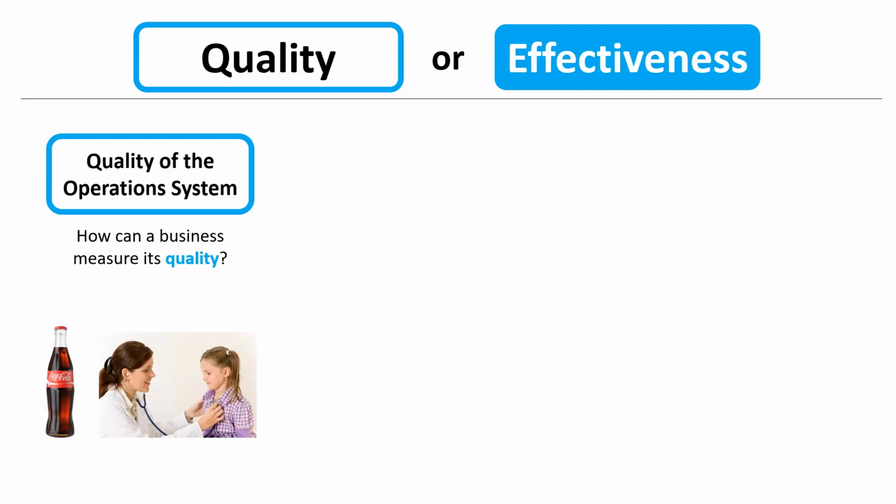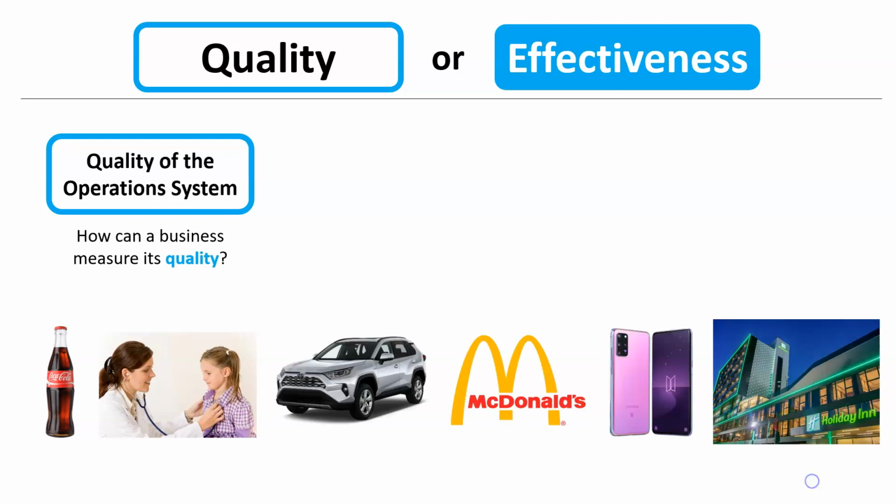It's not a mathematical formula because there's no standard, universal definition of quality. So if we just look at maybe a few different businesses, we'll do Coca-Cola, a doctor's surgery, Toyota, McDonald's, Samsung, and say a hotel. Well, there's lots of different ways to measure quality. We could say it's ultimately the customer satisfaction or complaints. You can measure that by getting customer feedback.